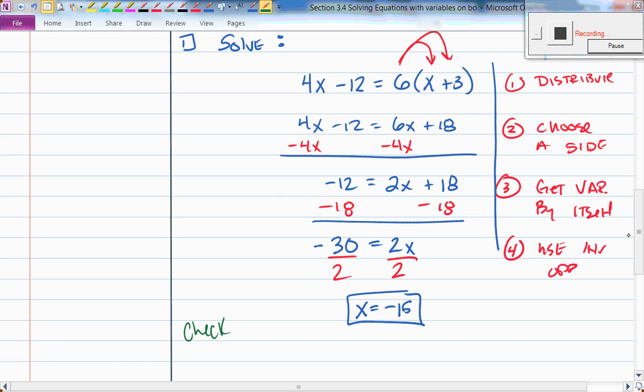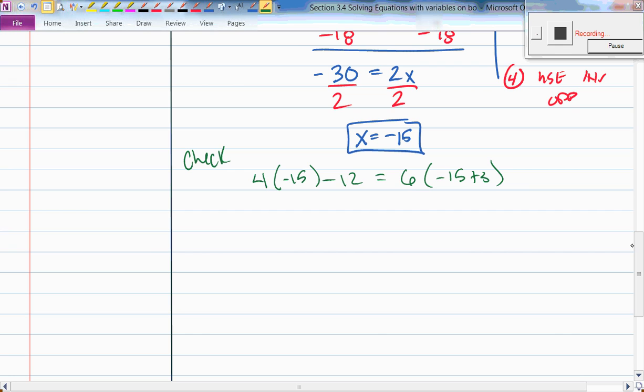We're going to plug negative 15 back into x. You got it. So let's see here. 4 times negative 15 minus 12. Is that the same thing as 6 times negative 15 plus 3? Hopefully the answer is yes. So let's check it out. What is 4 times negative 15? Negative 60. Beautiful work. Minus 12 equals, what's negative 15 plus 3? Yeah, perfect. So this looks like negative 72. Is that the same thing over here? It sure is.